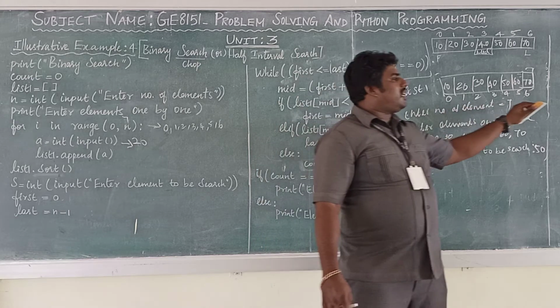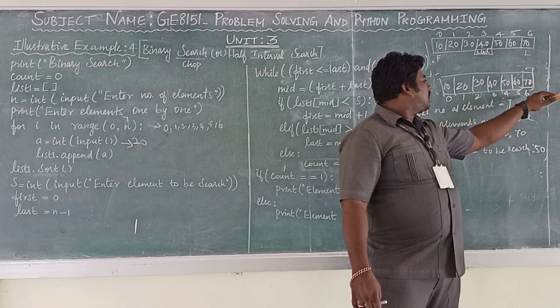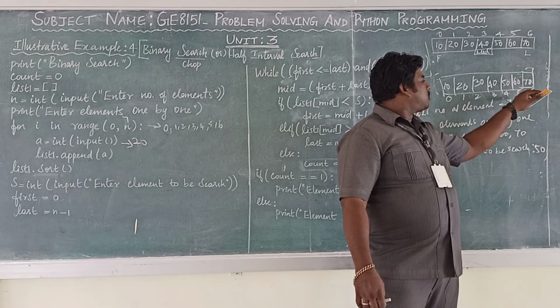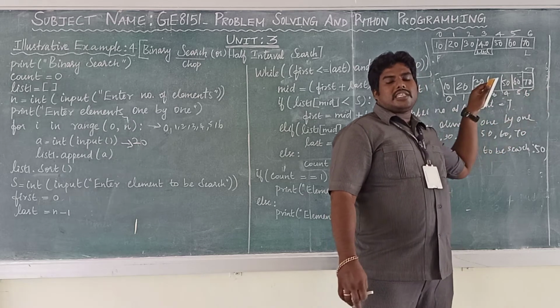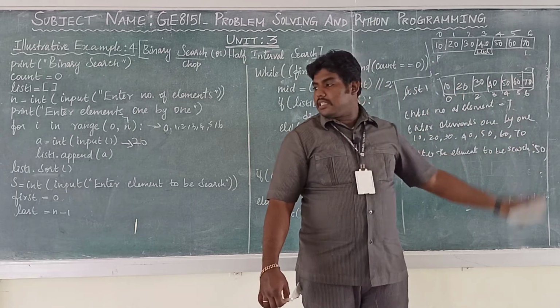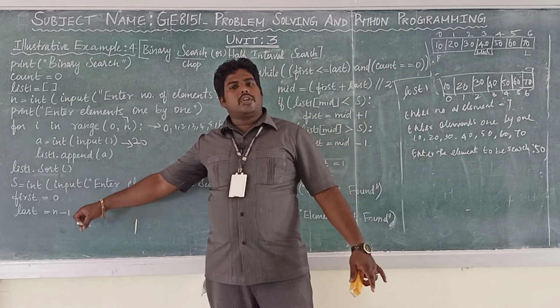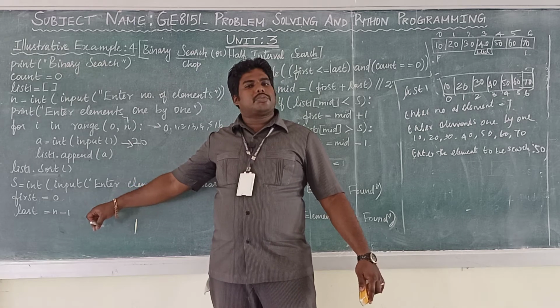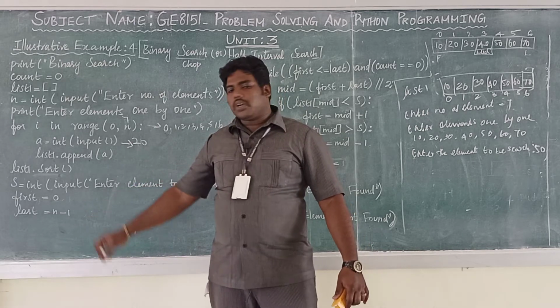Actually, your n value is 7. 7 minus 1 is 6. As it is started from 0, we have to put till 6. That's the reason last equal to n minus 1. That is 7 minus 1, 6. N value equal to 6.